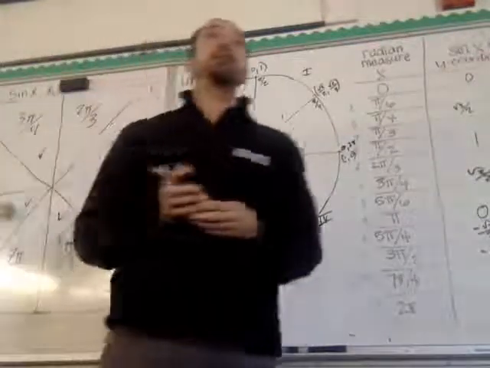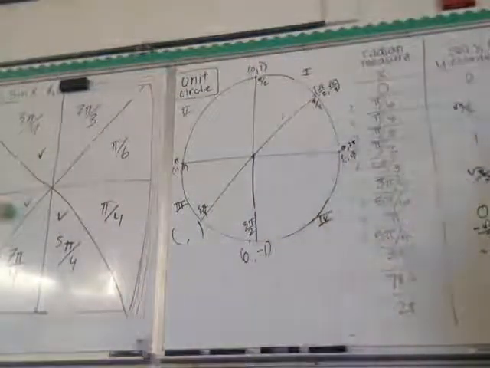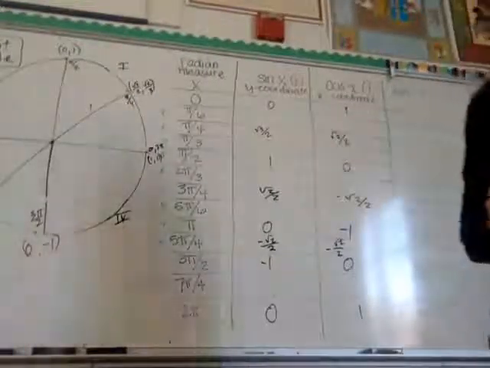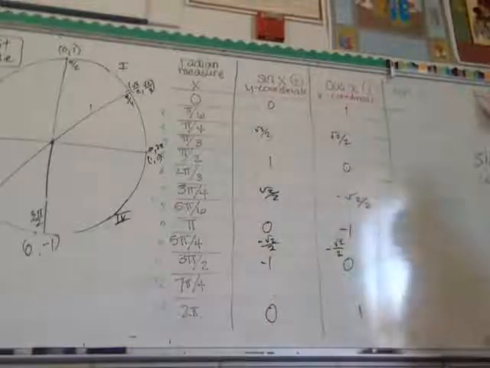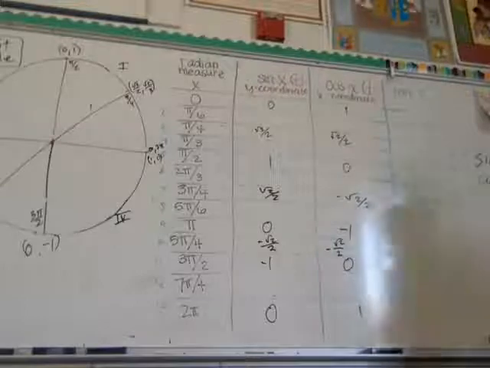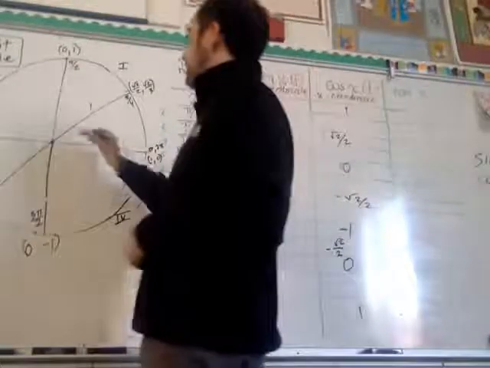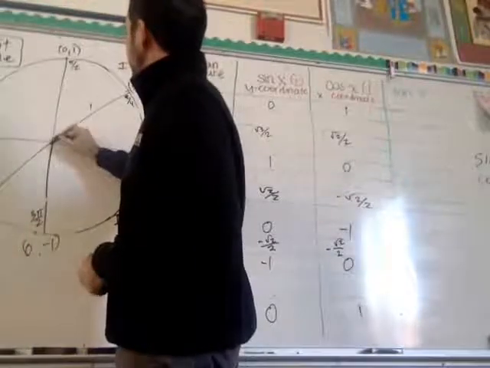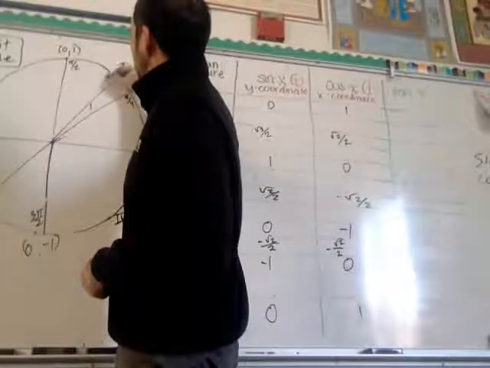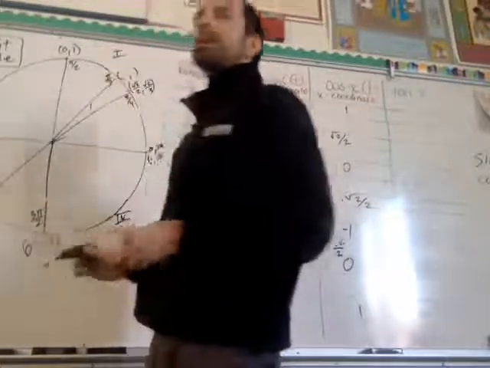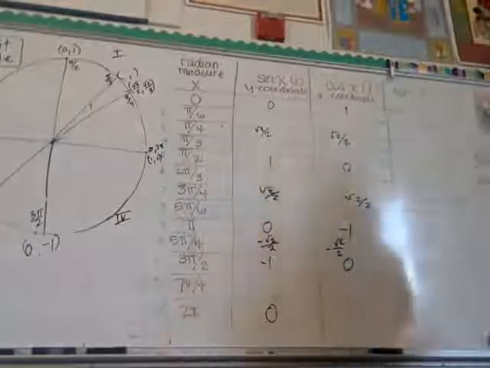Pi over 3. Go for it. How are you finding it? Are you using the calculator? Are you using the unit circle? What are you doing? Okay. So pi over 3. It's about here. Well, no, it's not. It's actually upside down. And what is our point at pi over 3?